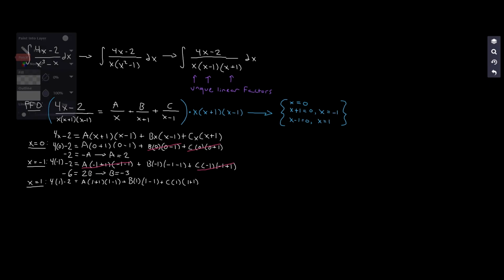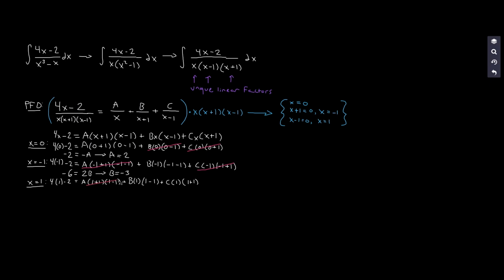Well, in this case, it looks like A is going to cancel, and also the B is going to cancel, and that's going to leave us with a C. So let's see what's going on with the C term. Well, 4 minus 2 is going to be 2. So 2 equals 2C, and that's just going to mean that C equals 1.